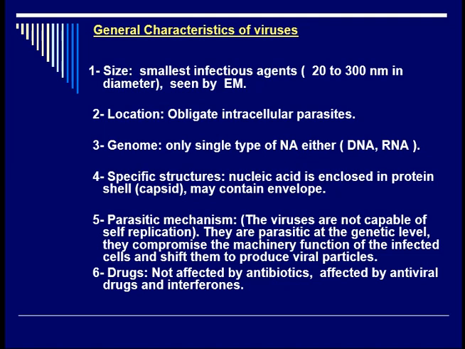Fourth, they contain a specific structure. As we said, the nucleic acid genome of the virus is enclosed by a protein shell called the capsid, and some viruses also contain the envelope, in the enveloped viruses. Fifth characteristic of viruses, the parasitic mechanism. Viruses are not capable of self-replication. They are parasitic at the genetic level of the cell. They compromise the machinery function of the infected host cell and shift it to produce viral particles, new complete virions. And lastly, viruses are not affected by antibiotics. They need special agents called antiviral agents, including antiviral drugs and interferons.